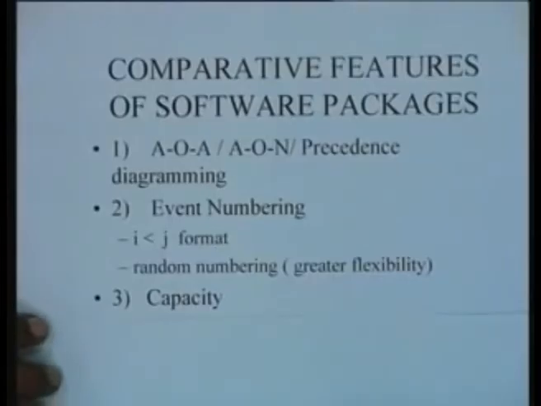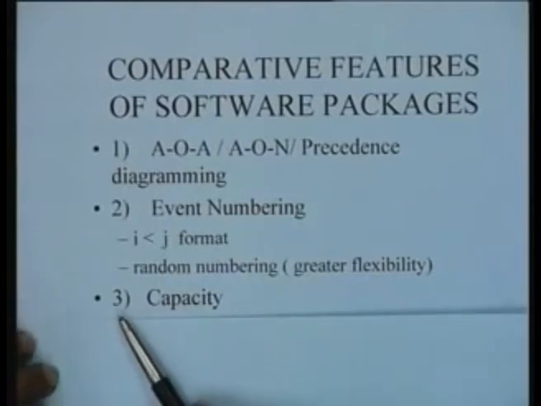But suppose your network is numbered like 10, 11, and in between you want to insert a number of activities. Then you cannot conform to the i less than j format without disturbing the numbering of the entire network. And the numbering becomes a big issue because when networks are large, you would not like to disturb the numbering scheme of various other activities in the network. So both these features are available in many packages.